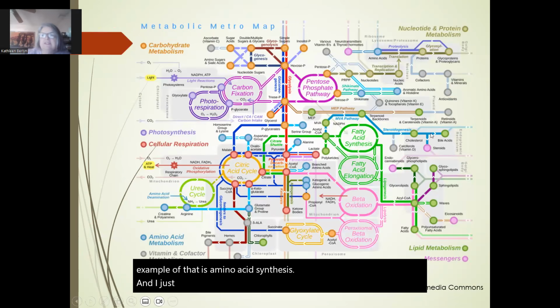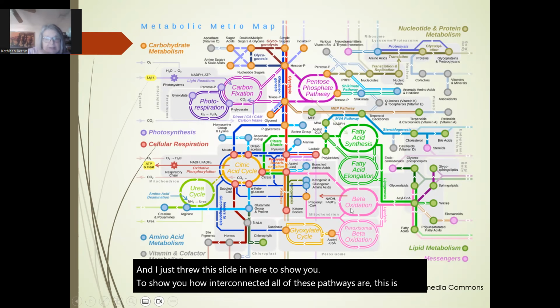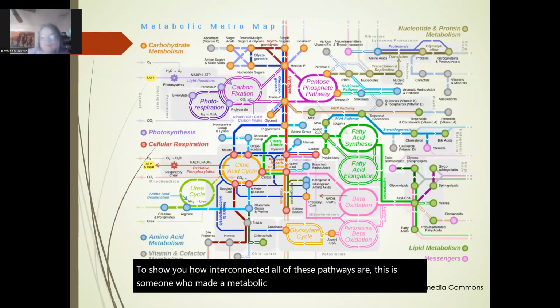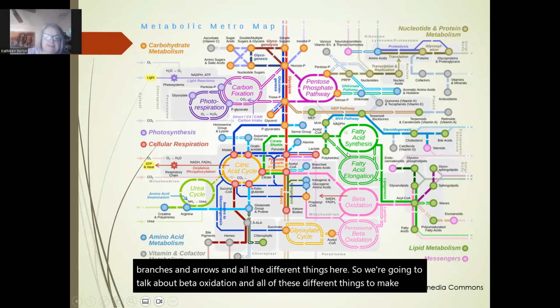And I just threw this slide in here to show you how interconnected all of these pathways are. This is someone who made a metabolic metro map, so it's meant to look like how subways work. If you notice, here's the citric acid cycle, here's glycolysis, and look at all the branches and arrows and all the different things. We're going to talk about beta oxidation and all of these different things to make fatty acids and lipids.